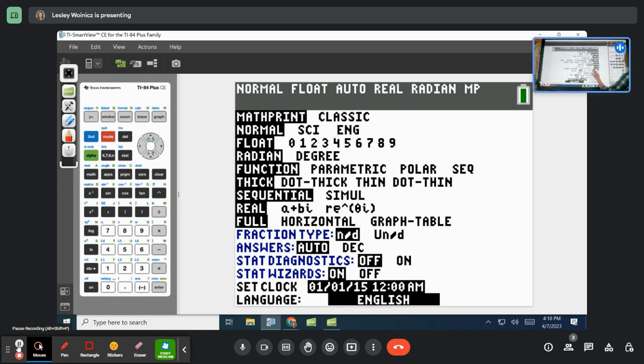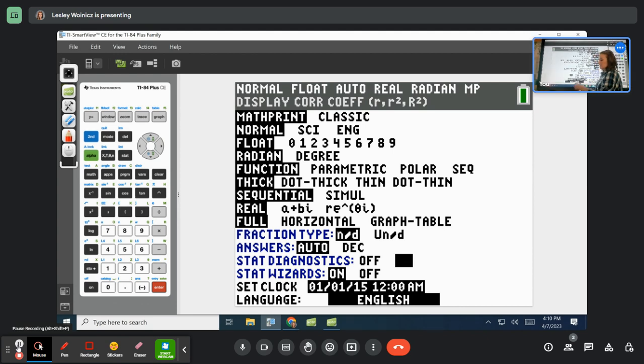We go to mode, and then you see down here where it says stat diagnostics. Instead of being off, we want those on. So I'm going to arrow my cursor down there and go to the right and turn on my stat diagnostics. So arrow down. Okay, and then I move it to the right and I hit enter on. Now my stat diagnostics are on.